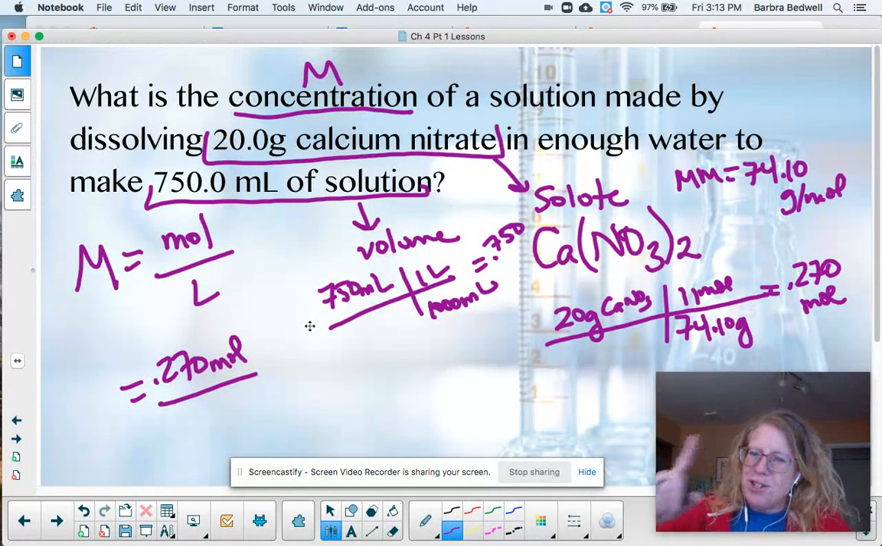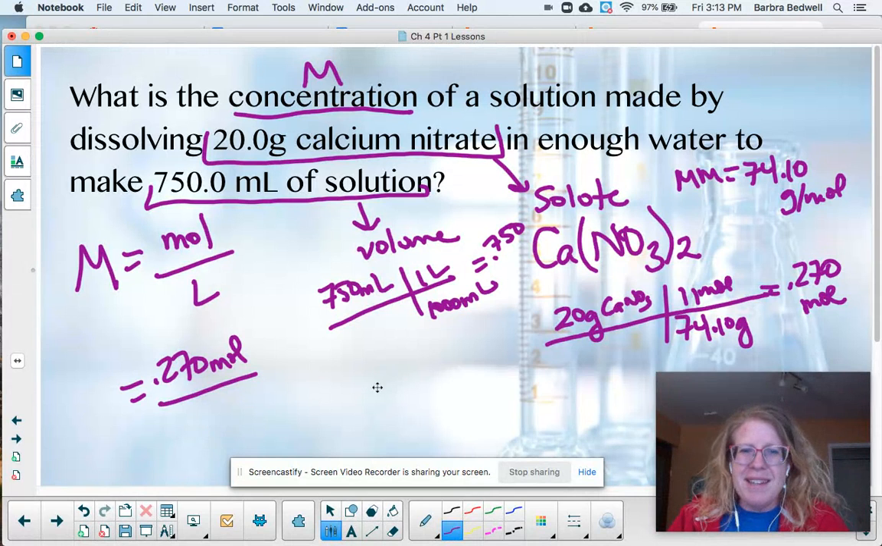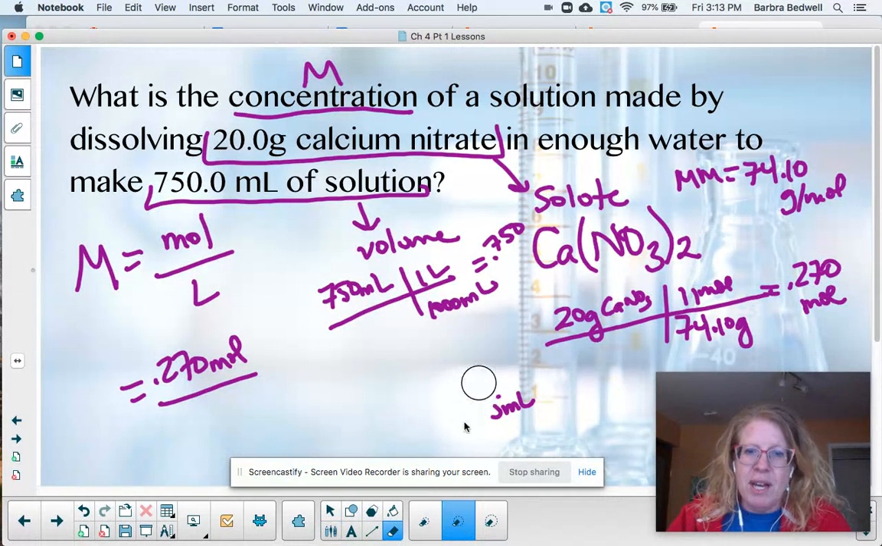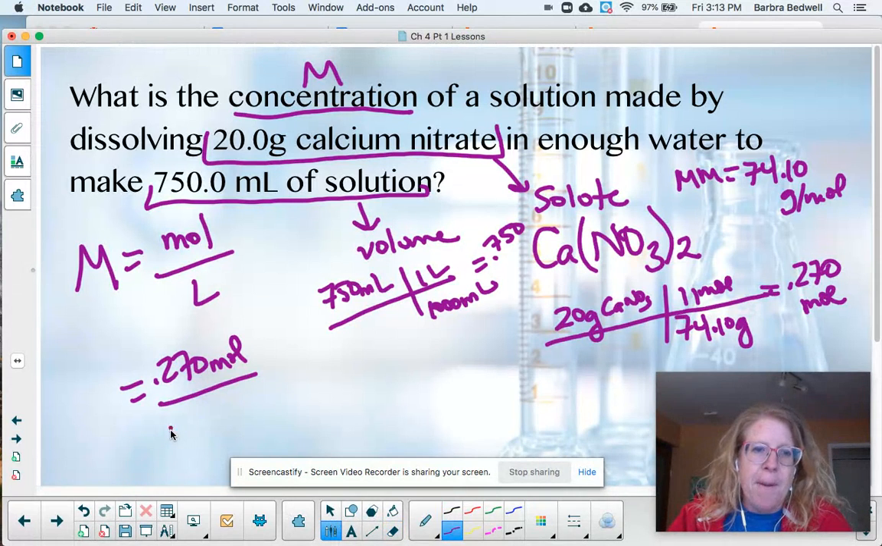But if you're not sure, you should check the one that students always do wrong. If it's 75 milliliters, they forget to move the decimal place over all 3 places. So be careful if you're going to just do it in your head. 3 decimal places to move it over. So it's 0.750 liters of solution.